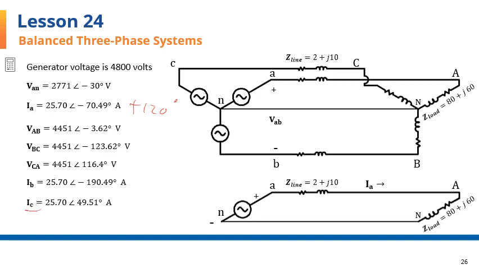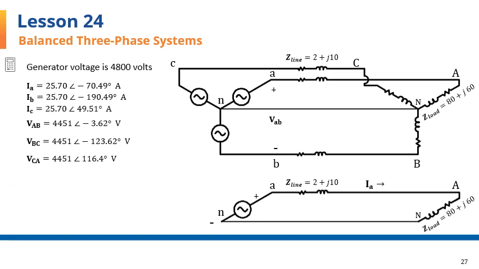25.7 amps with 49.51 degrees of phase angle. Let me pull everything up so that we have room for further work. Here they are. The percent voltage drop can be calculated by comparing line-to-line voltages between source and load, or by comparing line-to-neutral voltages between source and load again. But the answer will be the same. I'll be using the line-to-line voltages.